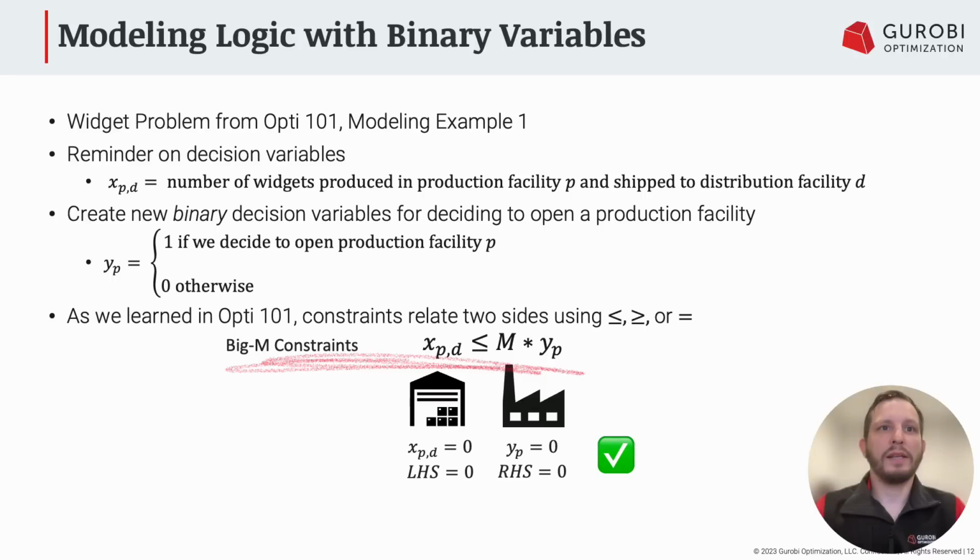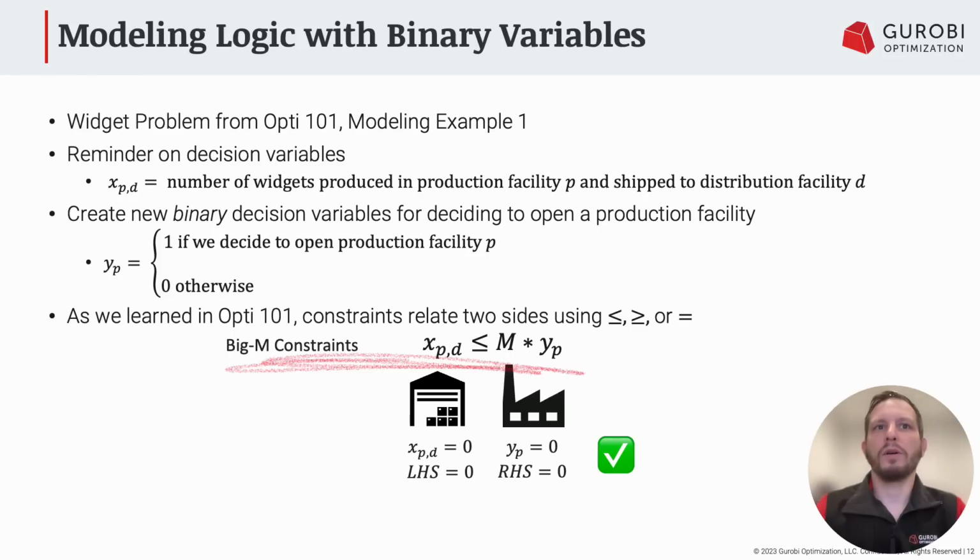So let's say that everything is off. We don't do anything. We have no production, we have no distribution, anything. Then this inequality is satisfied. We have a green check. Everything's good. 0 is less than or equal to 0.